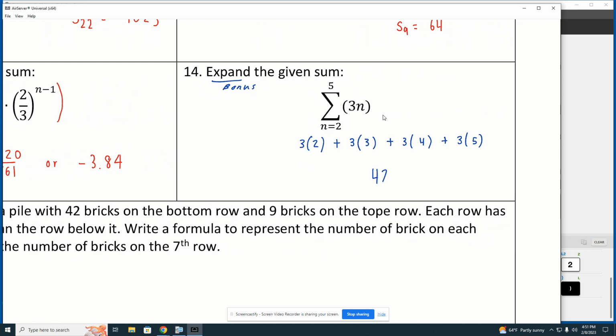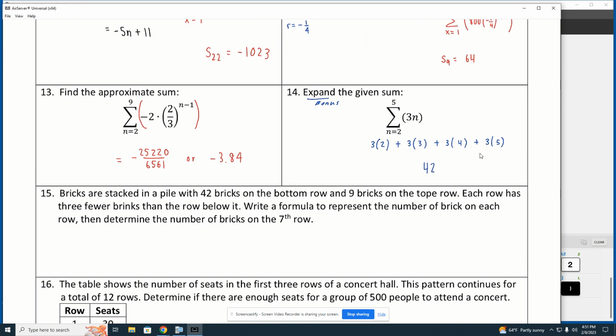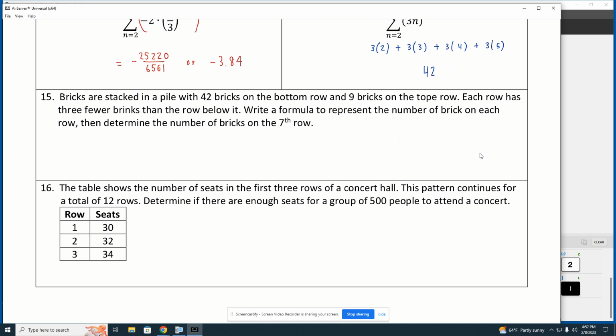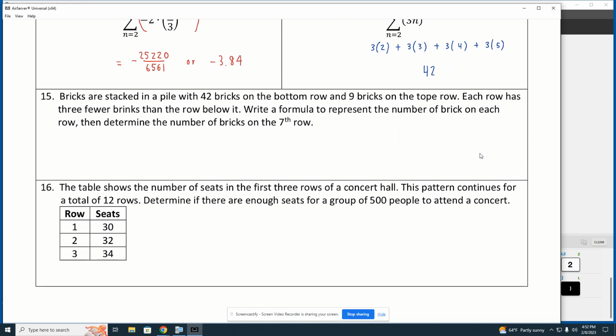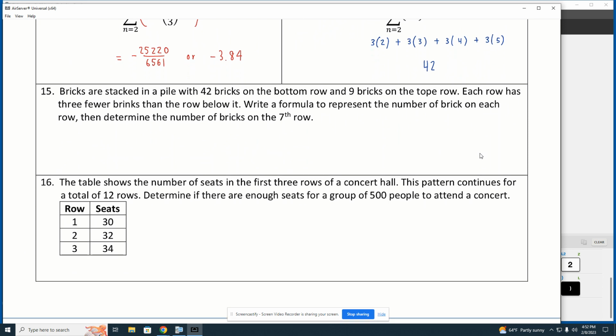It equals 42. So if you just say, man, that's too long to write, I'm just going to write 42, you'll get 100% correct. But if you expand it, I'll give you some bonus points. Okay, last two. I got about 5 more minutes. Let me go fast. Bricks are stacked in a pile with 42 bricks on the bottom.